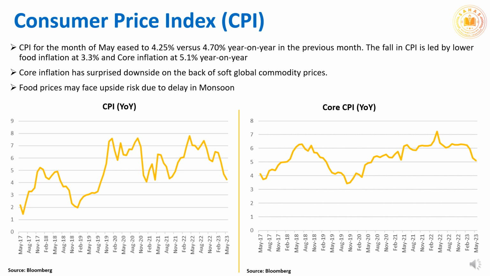Further, if government cuts retail petrol prices, it will directly impact CPI headline numbers. Food prices may face upside risk due to delay in monsoon. Further, as per news report, Russia is considering withdrawal from the grain deal. If this happens, it will put upside risk to food prices.